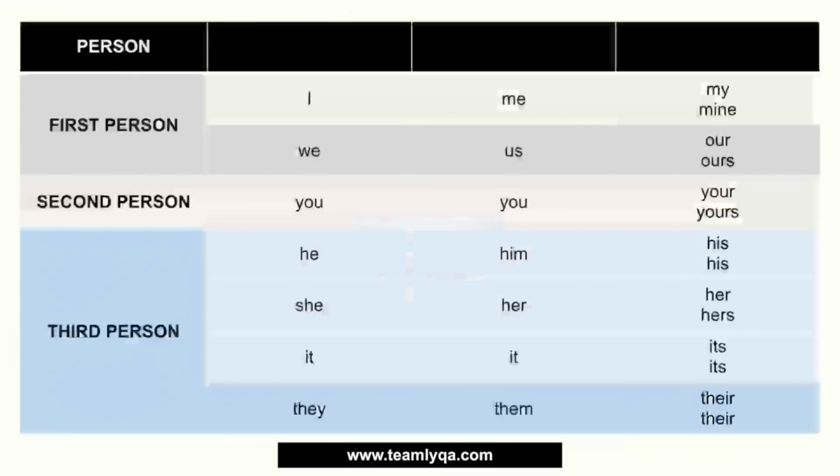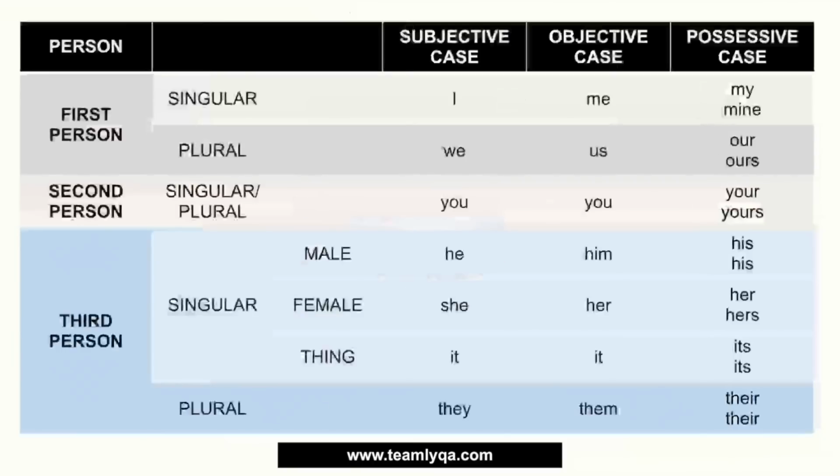Now, ito yung table natin kanina. Like I told you, mas dadagdagan natin ito ng details. So next week, sisimulan natin pag-usapan yung pagkakaiba ng singular at plural. Kung ano ba ibig sabihin ng subjective case, possessive case. Okay? Sa first person na point of view at first person pronouns muna.